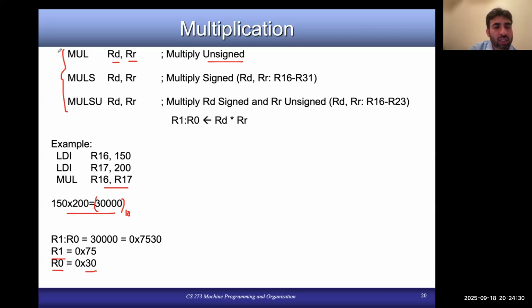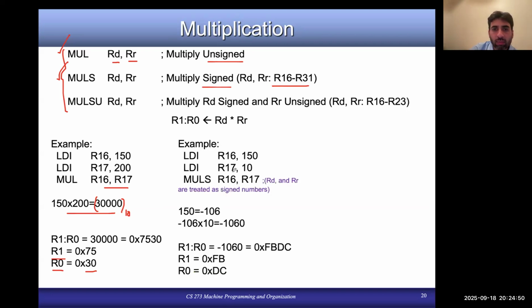Okay, so this first instruction is for multiplying unsigned numbers. The second instruction is again for multiplication, but when you are multiplying signed numbers, so both of the input operands are signed. And here, for the source register, you can use R16 to R31. So here is an example. Again, we are using 150 as one of the operands and the other is 10. Now when you use multiply signed, both these numbers are interpreted as signed numbers.